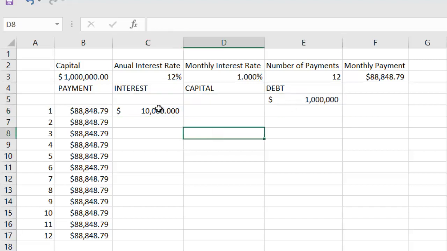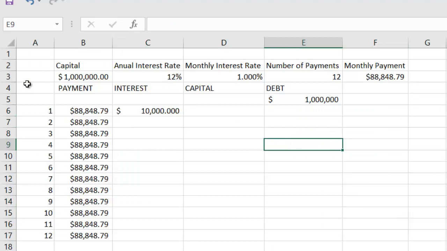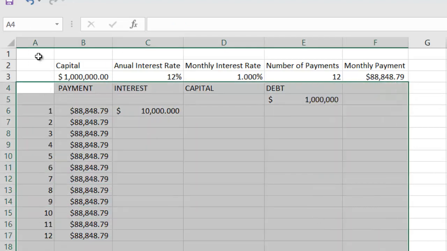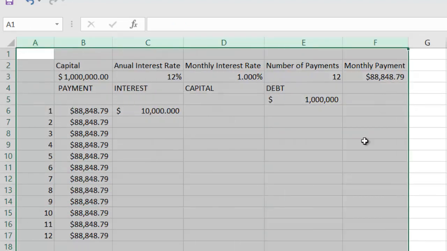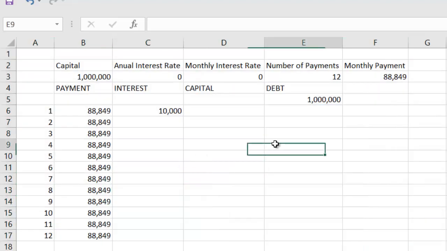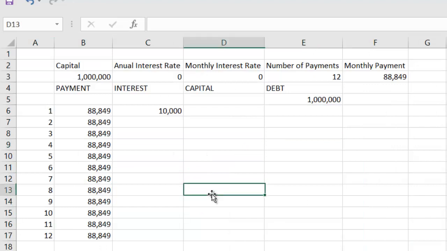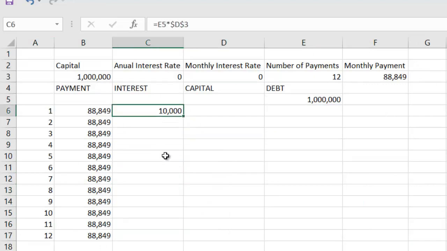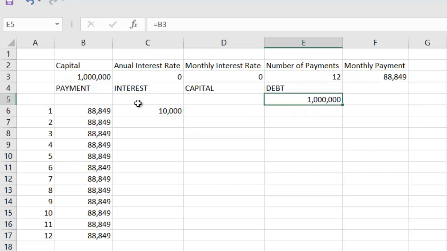Okay, so let's format all these cells so we can see them better. Let me just format all this, and let's try to put it in currency with no decimal places. Okay, and here I can view my numbers better. So this is the amount of money that I'm paying for owing this amount of money. Okay, so I'm going to pay this.